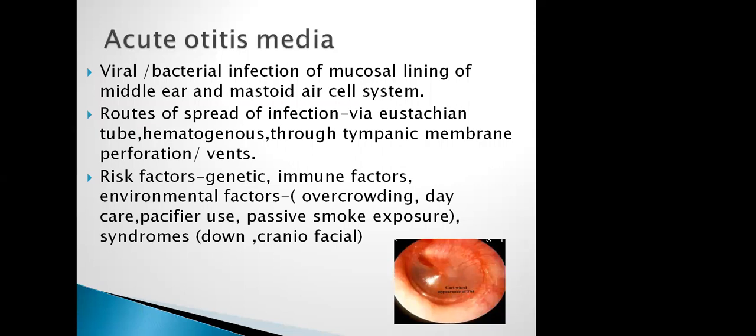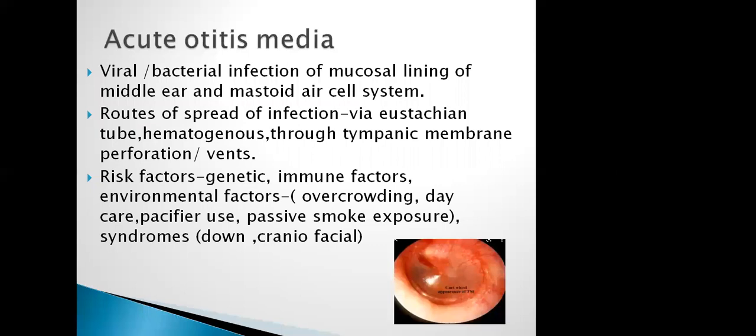The infection may spread via the eustachian tube into the middle ear cavity, and with negative pressure and infection, the organisms may travel from the eustachian tube into the middle ear and cause infection. Other routes of infection are hematogenous and through tympanic membrane perforations or vents. In patients with chronic adenoiditis, tonsillitis, recurrent pharyngitis, or rhinosinusitis, the infection can travel through the eustachian tube to the middle ear. If the eustachian tube is too patulous or short, infection can also spread to the middle ear.